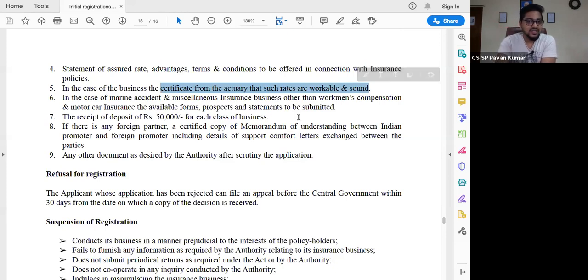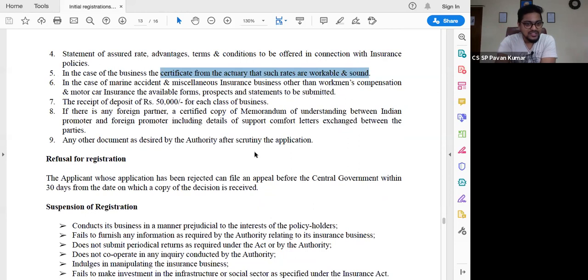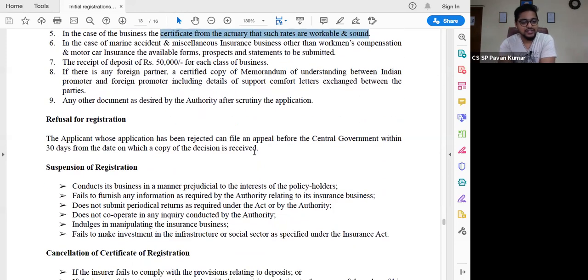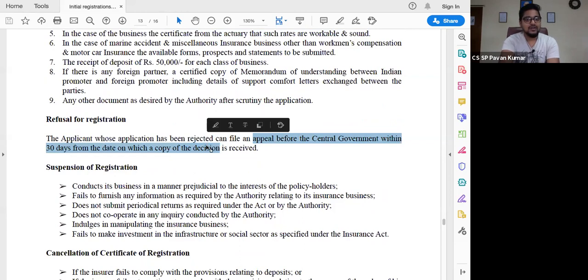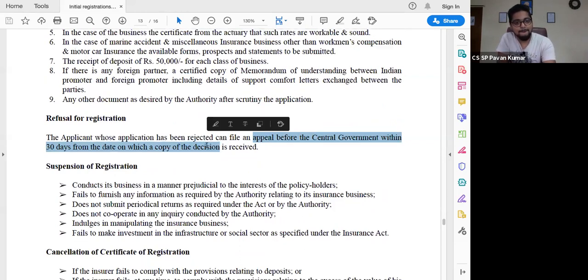Okay. So along with all these registrations, you will make an application to IRDA, and they may accept or reject the application after analyzing at the second level. The applicant whose application has been rejected can make an appeal before the central government within 30 days from the date of the rejection letter that he has received.